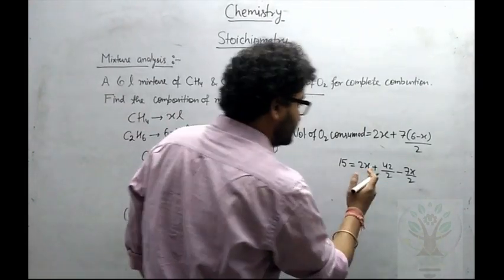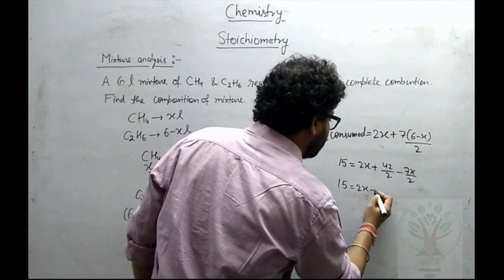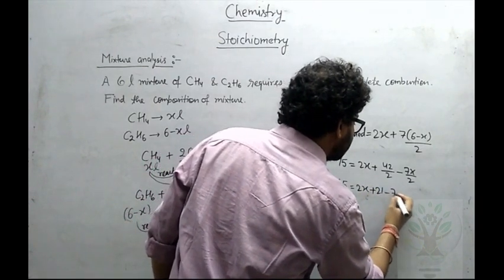Okay. Now, let's solve this. So, 15 equals 2X plus 21 minus 7X by 2.